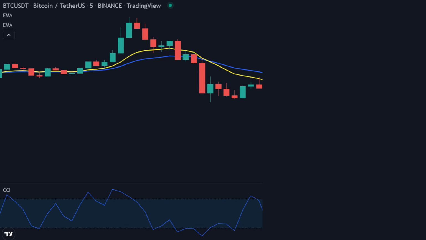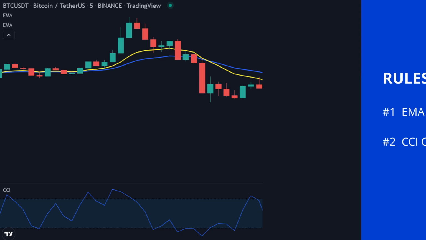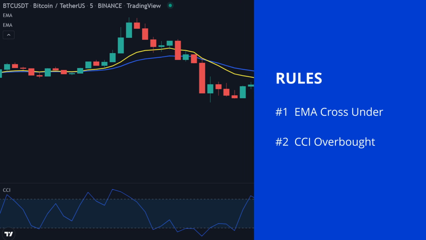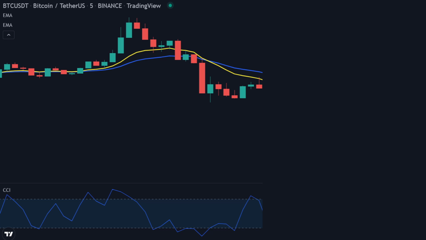This will be our first short trade example. Our conditions is actually a reversed version of our long conditions. First, the EMA crossover must happen. Second, the CCI indicator hits the overbought zone. This will be our first short trade.